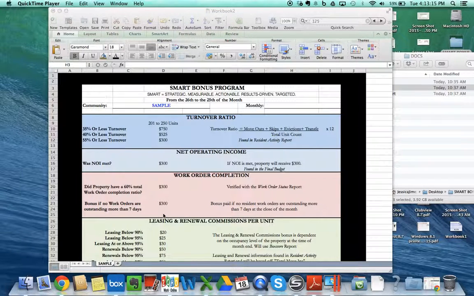Today we'll be going over the new Smart Bonus to work out any kinks and other issues that you may have while you're filling it out. We've recently gone through some modifications to the Smart Bonus and wanted to make sure that everybody understood how they were compensated and how to go about figuring out how to calculate your bonus.